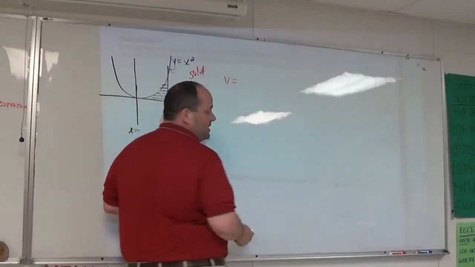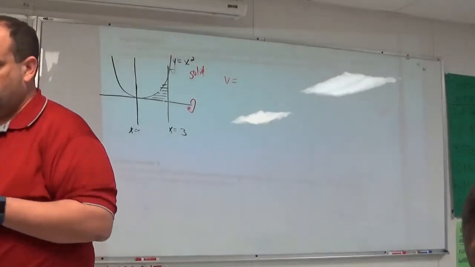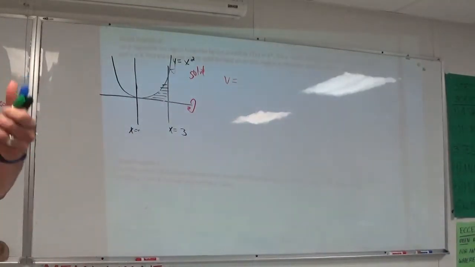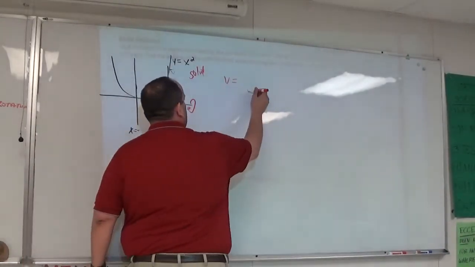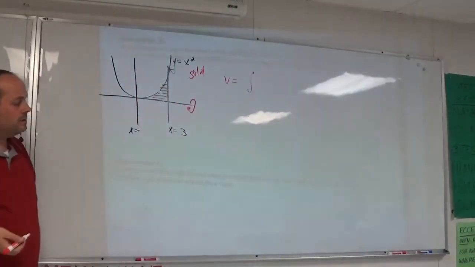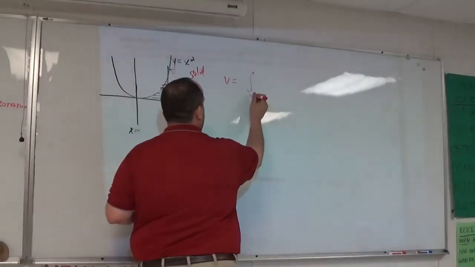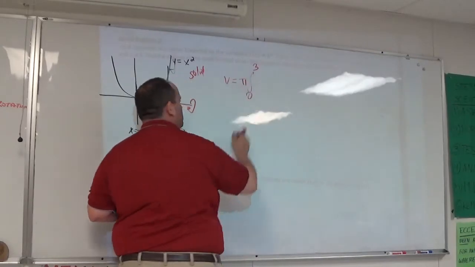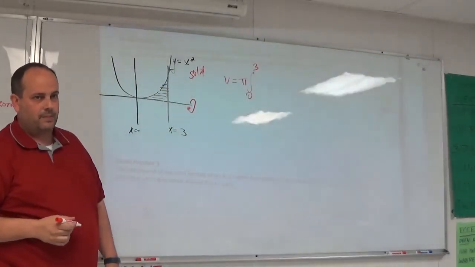Next 2 points is if you can get me, like, what's the setup? You're doing volume, not area. We're gonna do an integral. From where to where? 0 to 3. From 0 to 3, don't forget the pi. If you're gonna make a mistake, it's gonna be forgetting the pi. Okay.